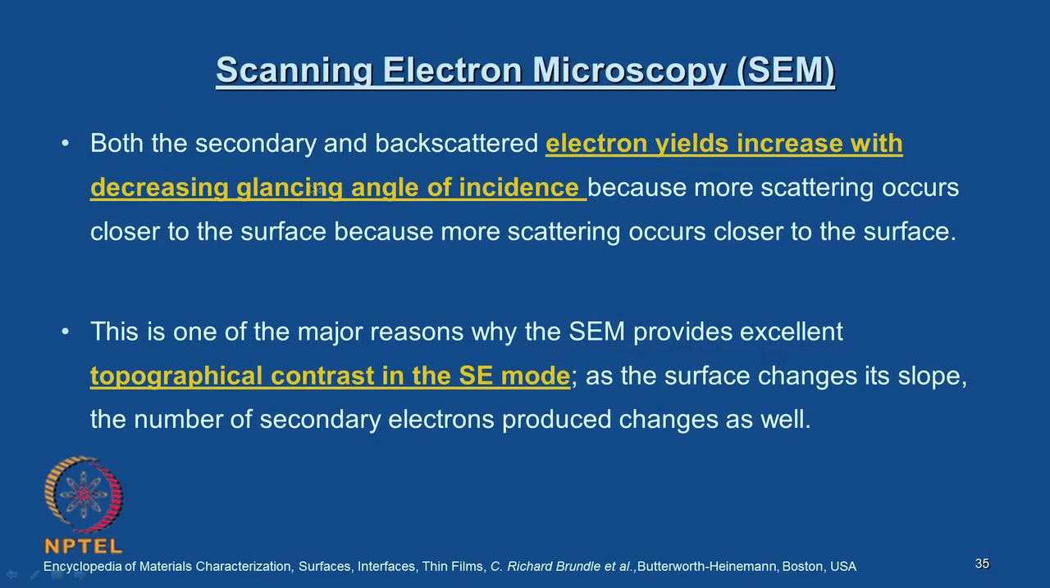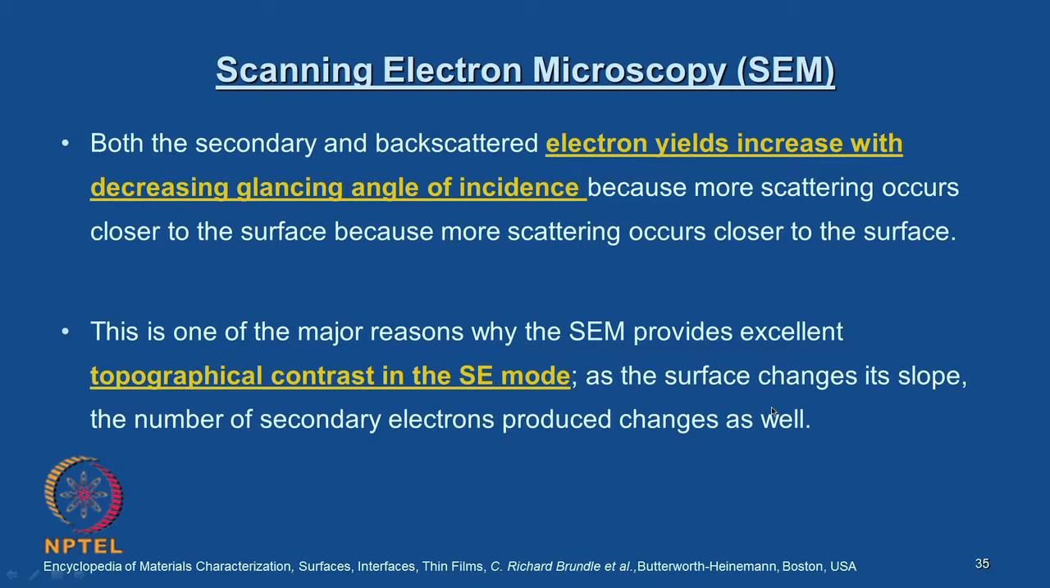Both the secondary and backscattered electron yields increase with decreasing glancing angle of incidence, because more scattering occurs closer to the surface. This is one of the major reasons why the SEM provides an excellent topographical contrast in the SE mode. As the surface changes its slope, the number of secondary electrons produced changes as well. This point we just discussed in the introduction of the SEM class as well.